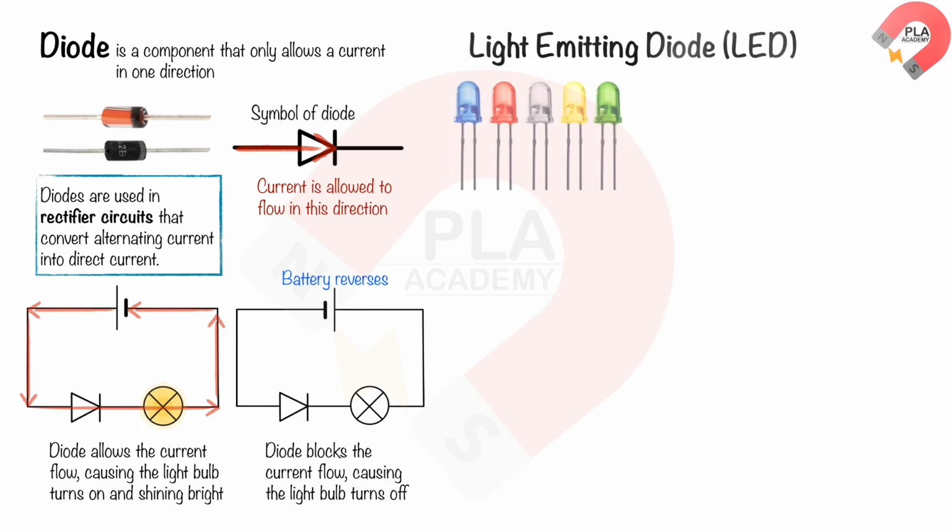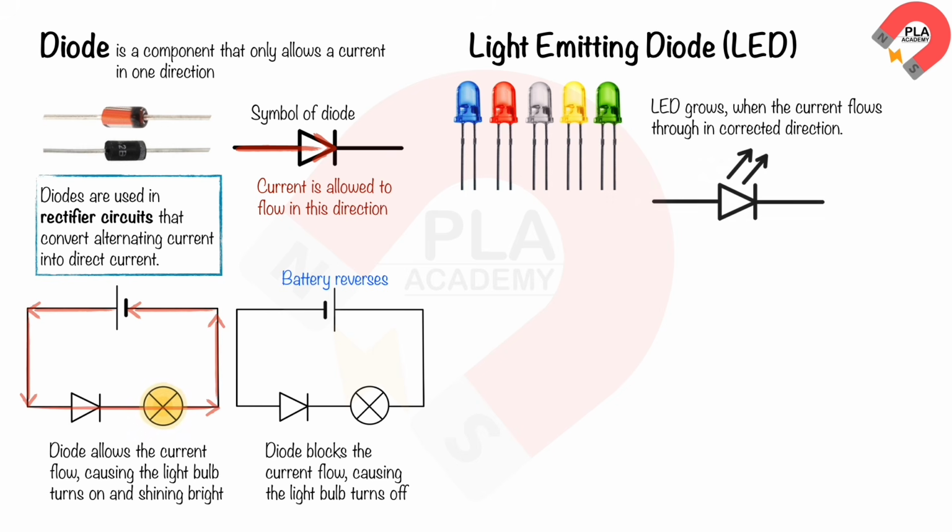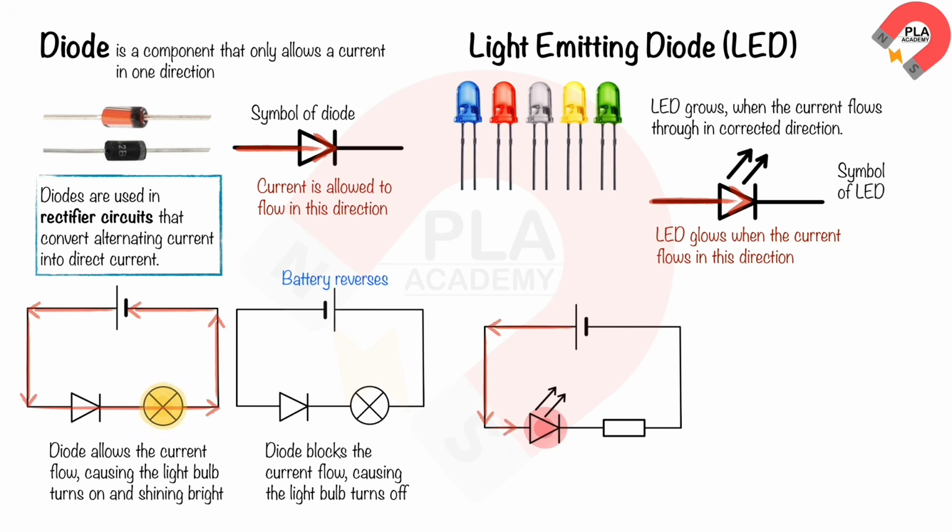A light-emitting diode, or LED, glows when current flows through it in the correct direction. This is the symbol of a light-emitting diode. It glows when current flows in this direction. For the first circuit diagram, the current flows from the positive to negative terminal. The light-emitting diode allows current to pass through, causing it to glow brightly.